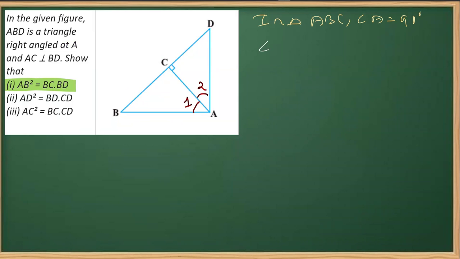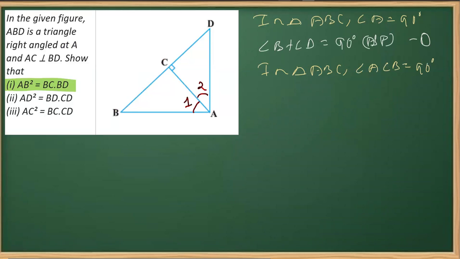Now, since one angle is 90 degrees, the sum of the remaining two angles, that is angle B plus angle D, should be 90 degrees. That's from the angle sum property. Let me mark this equation 1. Now I'm going to consider the other triangle. In triangle ABC, we have angle ACB as 90 degrees. So from here again, we conclude that the sum of the other two angles, angle B plus angle 1, is equal to 90 degrees. And the reason remains the same, that is the angle sum property.